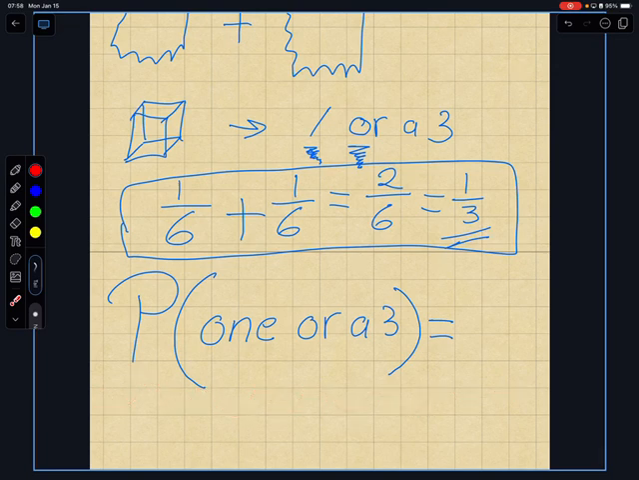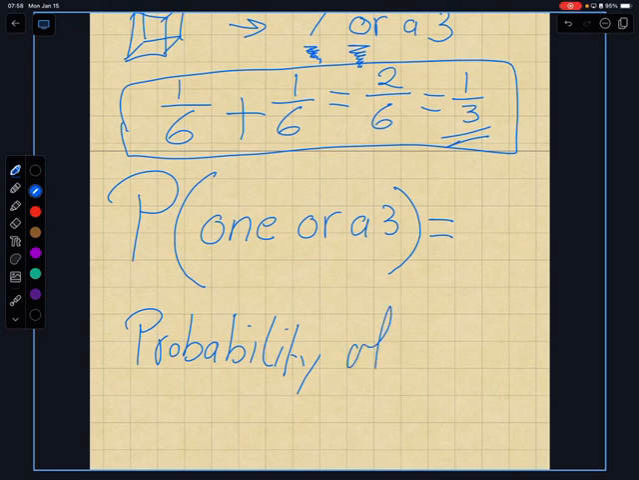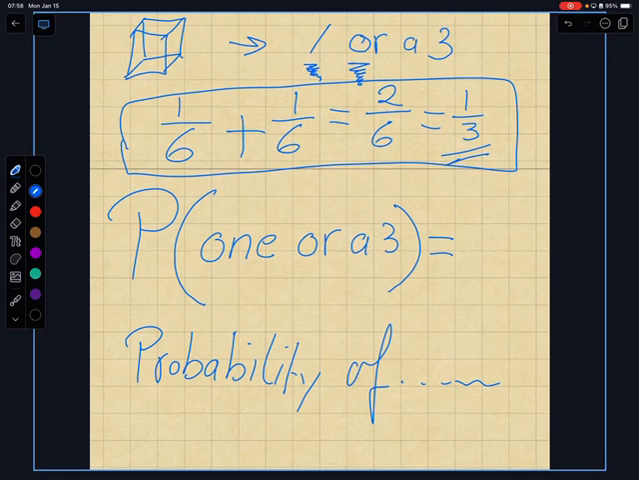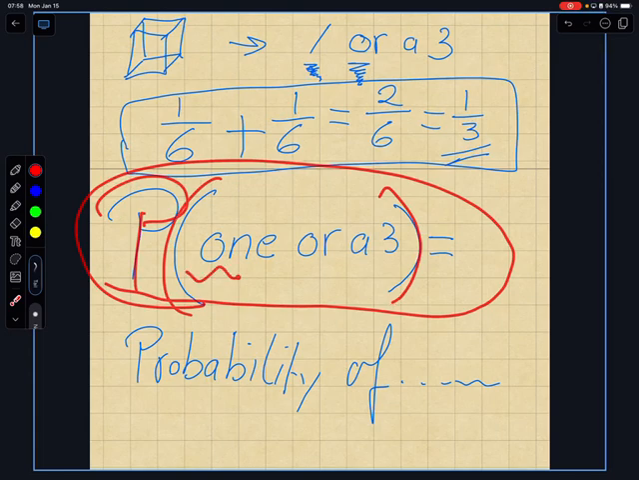Probability of, in certain cases, not always, you can write the probability of equals and so forth. In certain occasions, you can just write it out. Certain occasions, it depends on the question. But 99.9% of the time, probability, brackets, the thing that you want.